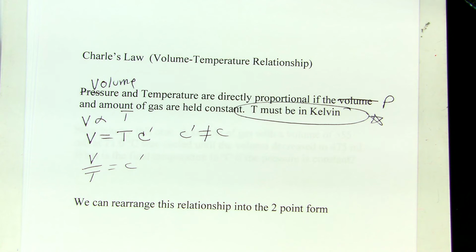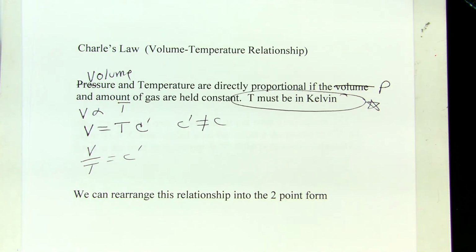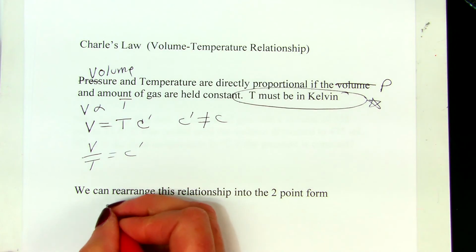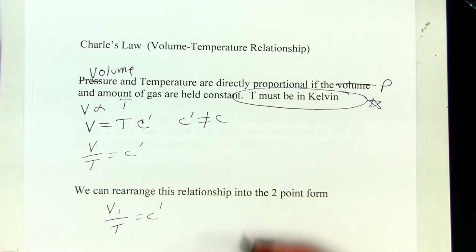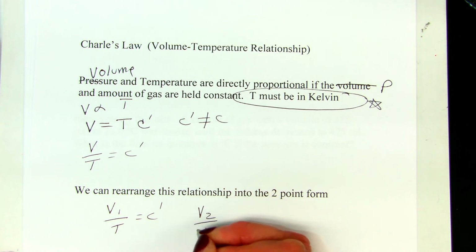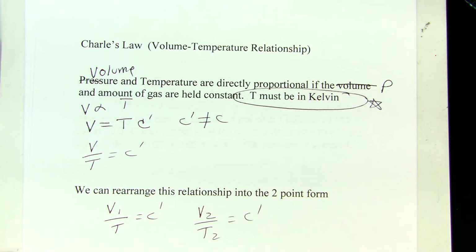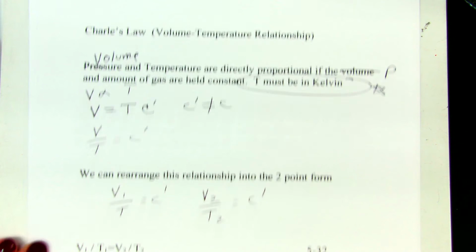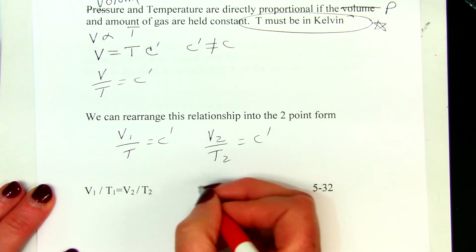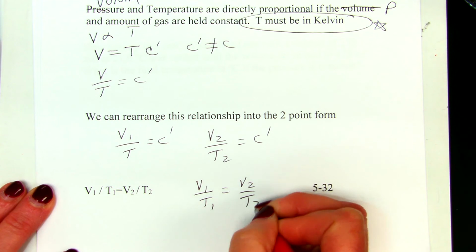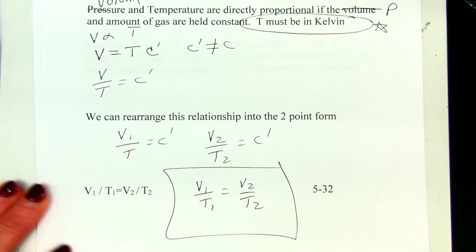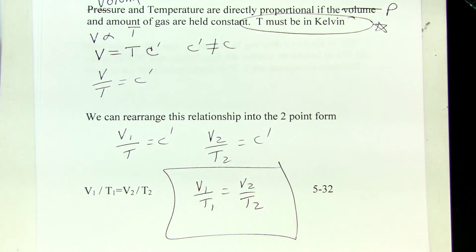Now, just like Boyle's law, we don't always have these constants readily available. Because the constants aren't available to us, we find it convenient in chemistry to put things in a two-point form. We know that V1 over T1 is equal to C prime, and we know V2 over T2 is equal to C prime. So if they are equal to the same thing, then they are equal to each other. So V1 over T1 equals V2 over T2. And we now have the two-point form that we'll use over and over of Charles' law.